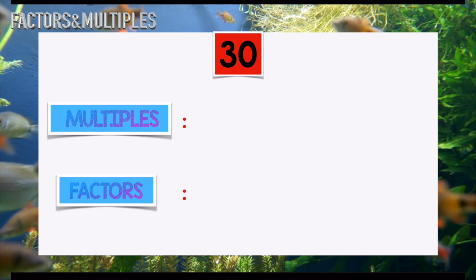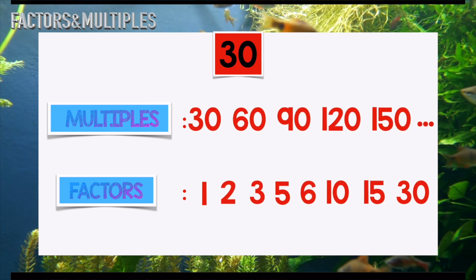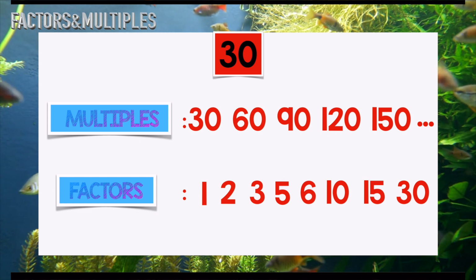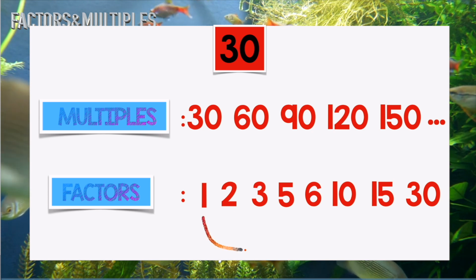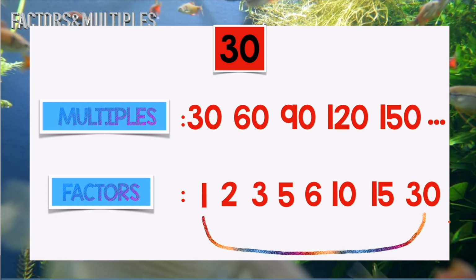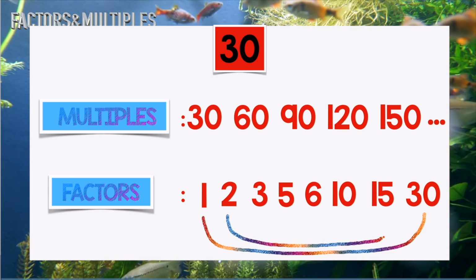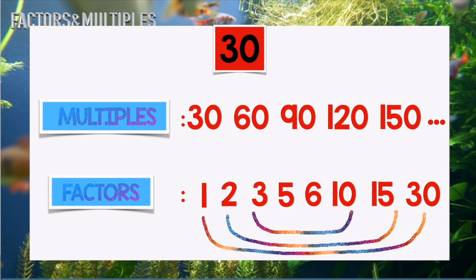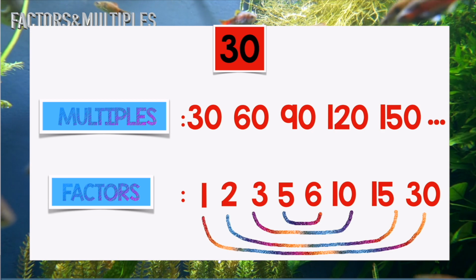Okay, and one more. See if you can find the next 5 multiples of 30 and all its factors. The multiples are 30, 60, 90, 120, 150, and so on. So there are a lot of factors here. 1 times 30 is 30. 2 times 15 is 30. 3 times 10 is 30. And 5 times 6 is 30.